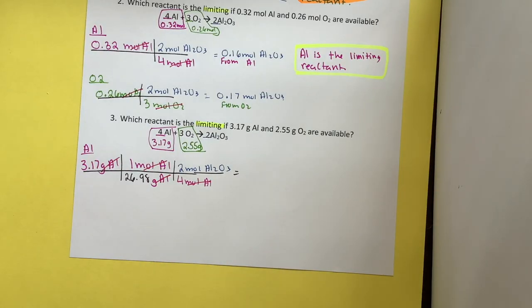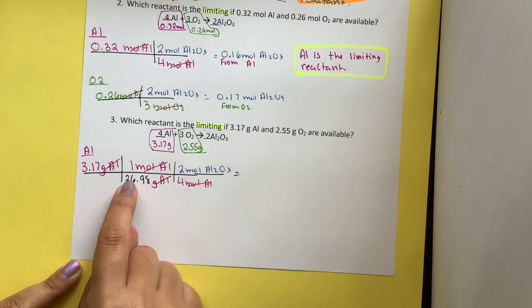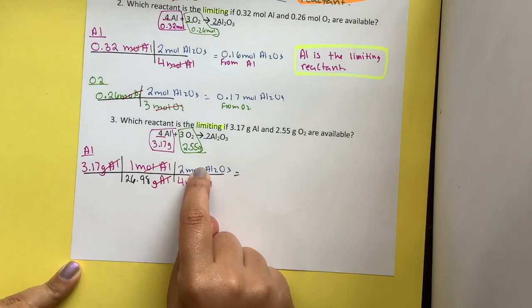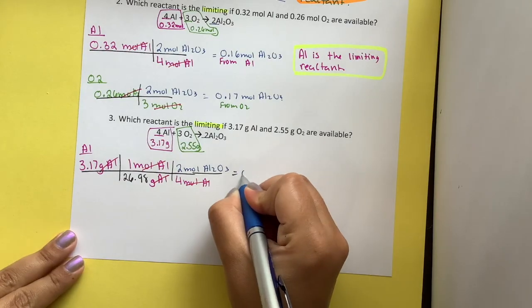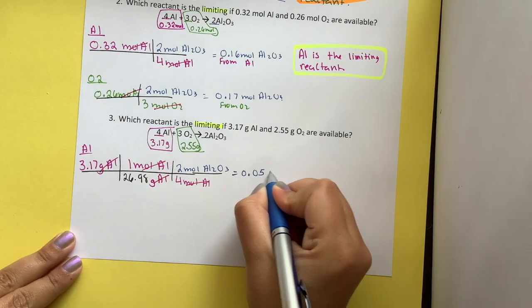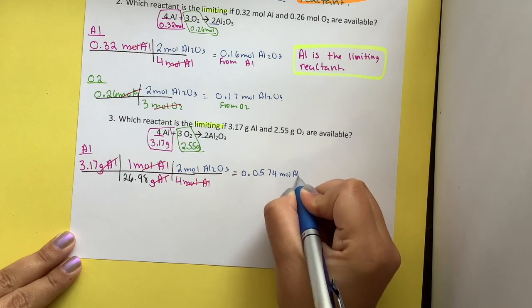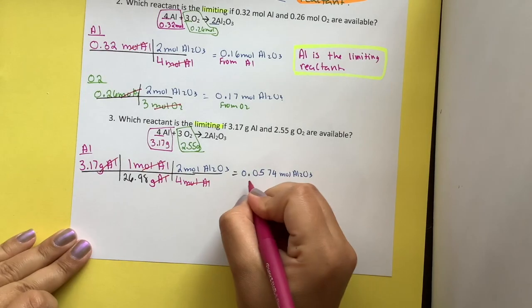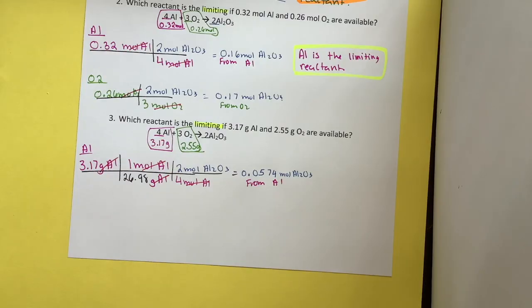So now I'm going to get my calculator, put 3.17 divided by 26.98 times 2 divided by 4. And that gives me 0.0574 moles of Al2O3. And this came from aluminum. Now I'm going to do the same thing with oxygen.